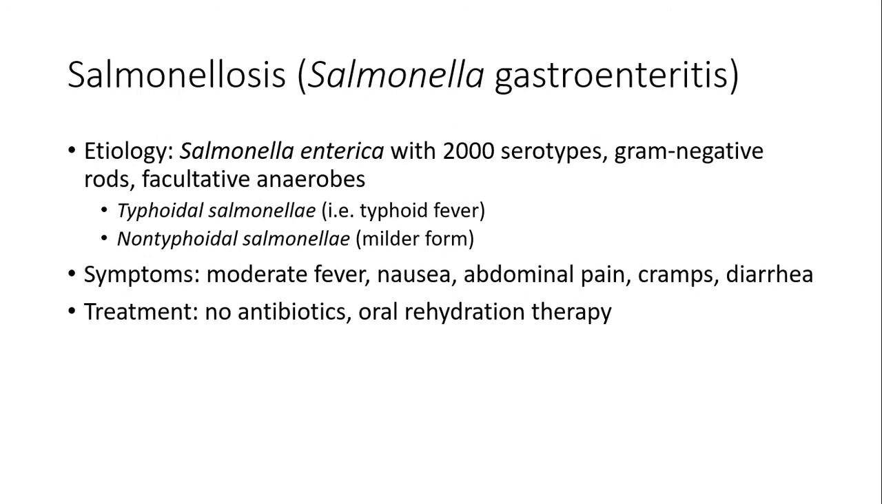It is a gram-negative rod and a facultative anaerobe. So again, it's going to enjoy being in the intestinal environment. Now we can break Salmonella enterica down into two different things. You can have the typhoidal Salmonella, which is going to include things like typhoid fever. And then you can have the non-typhoidal version, which is going to be a milder form of typhoid fever. So symptoms for all of these are going to include things like a moderate fever, nausea, abdominal pain, cramps, and diarrhea. There is no treatment antibiotic-wise for this, but we do use oral rehydration therapy.